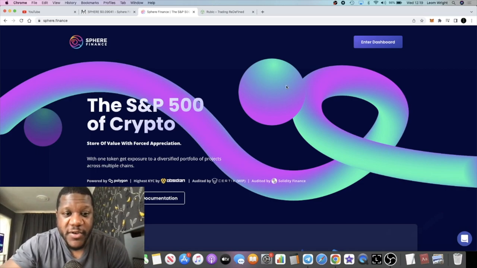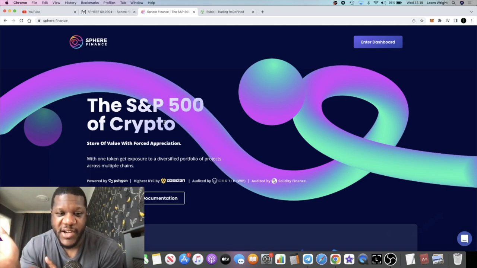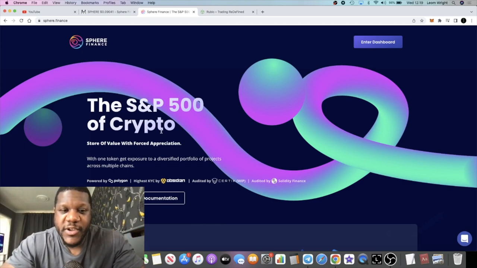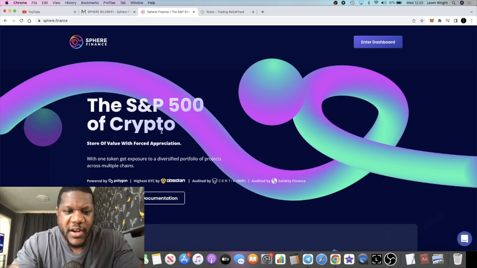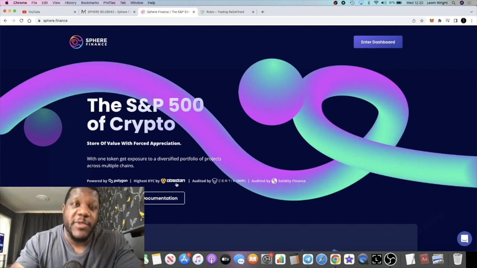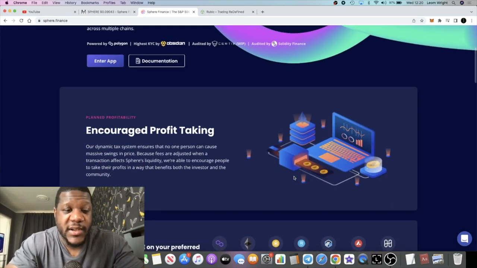It classes itself as an S&P 500 of crypto. So you're investing in Sphere Finance, which is investing in other projects. So it's almost like you're diversifying your portfolio in one particular project. I don't know if it's like an index fund or anything like that, but this is pretty cool. It's got KYC by Obsidian, the Obsidian Council, which is owned by Jesse Eckel. He's a famous influencer that I actually watch for a lot of other things as well. It's quite entertaining. It's audited by Certik. I know a lot of people are not very happy with Certik audits recently. They're getting a bit of a bad reputation. Solidity Finance has also audited it, so it's got two audits, so that's good.